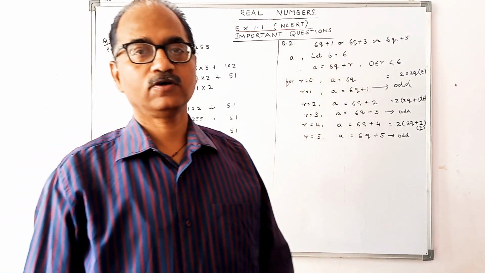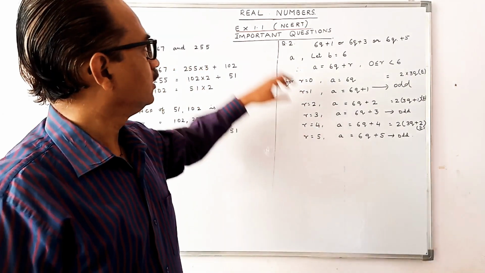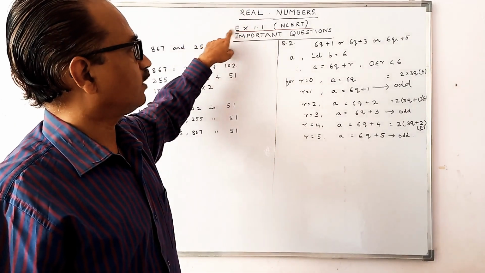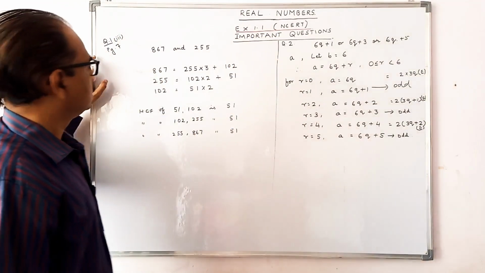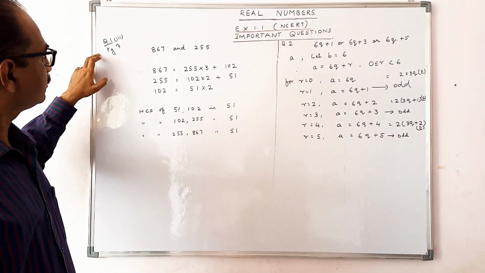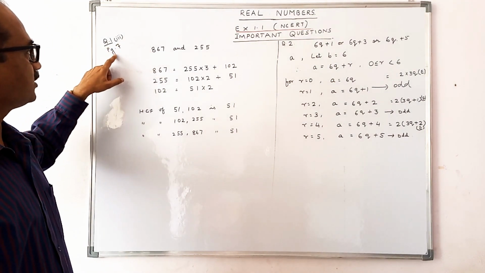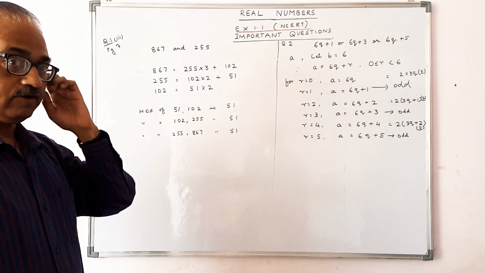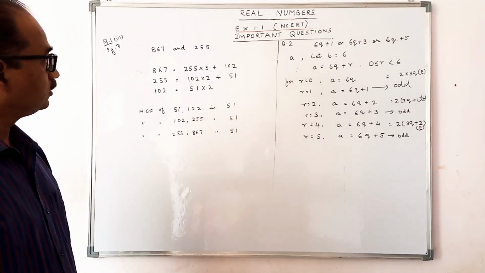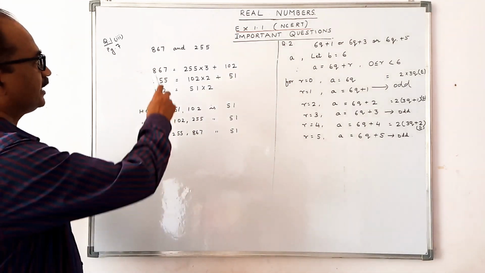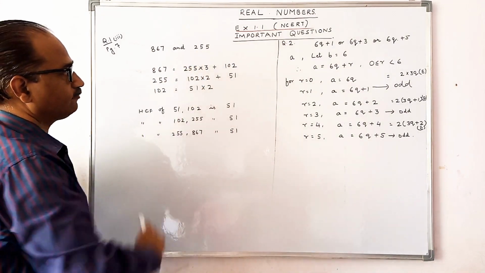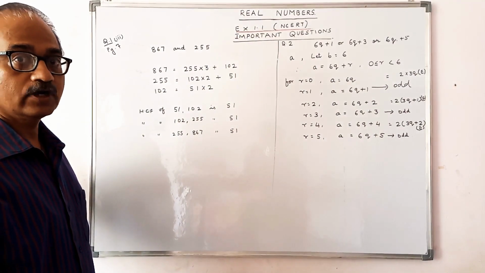Problems from NCERT book. Now real numbers, exercise 1.1 NCERT, important questions. This is question number 1, part 3, page number 7 of NCERT. Now this question says find the HCF of 867 and 255 using Euclid's division lemma.